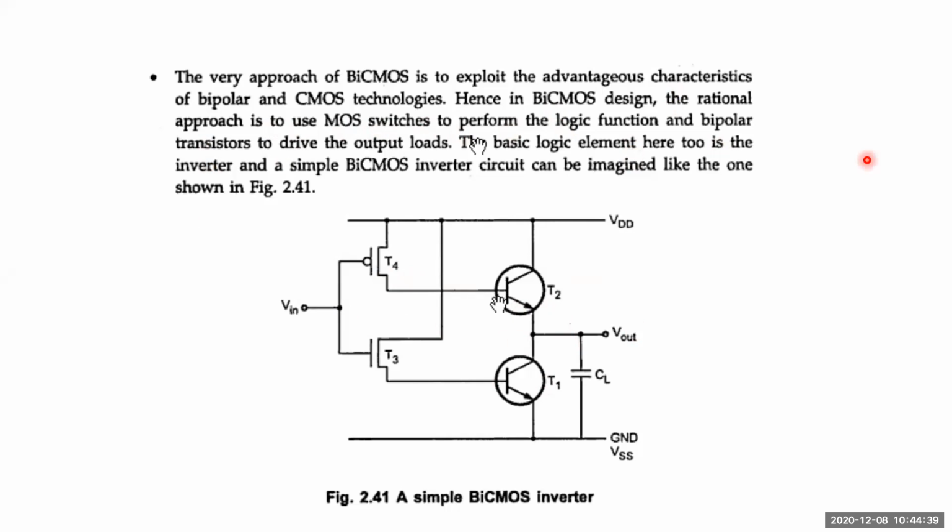The basic element here is the inverter, and a simple BiCMOS inverter can be imagined like the one shown here, where the input structure is designed with the CMOS structure, and the output structure is designed with bipolar transistors. T1 and T2 are the bipolar transistors, and T3 and T4 are the MOSFET transistors. So now let us see the operation of this one.